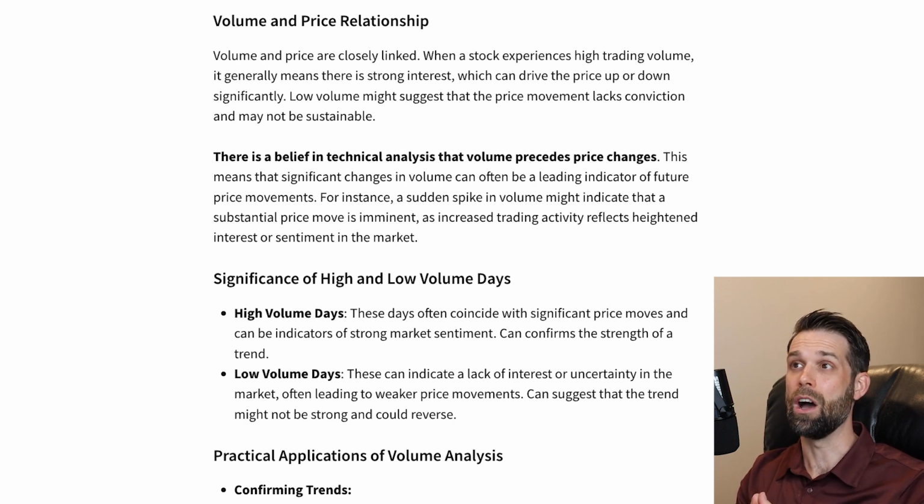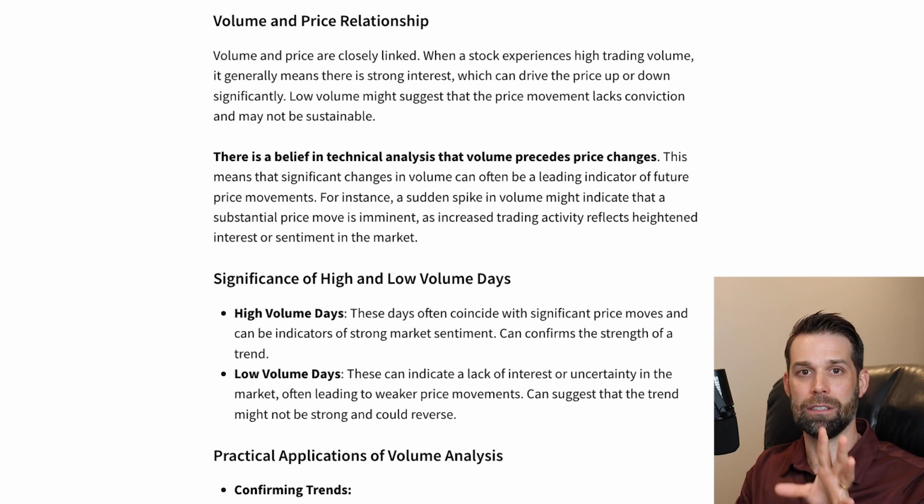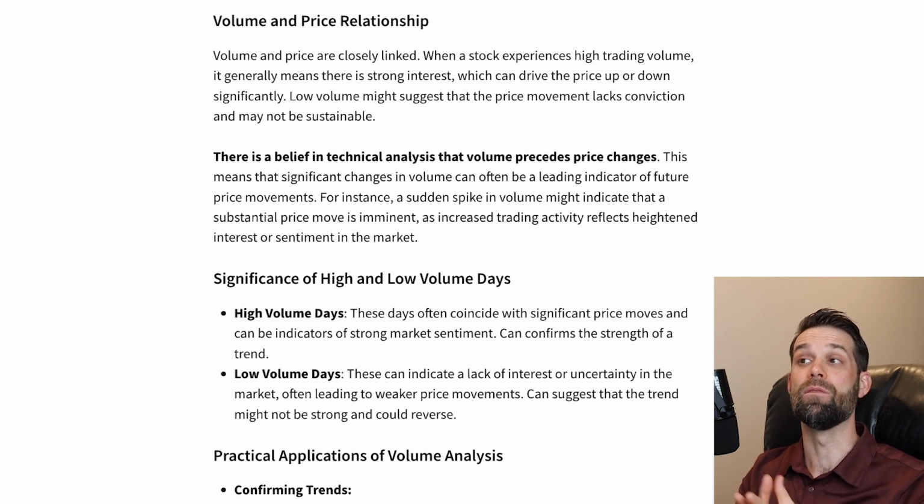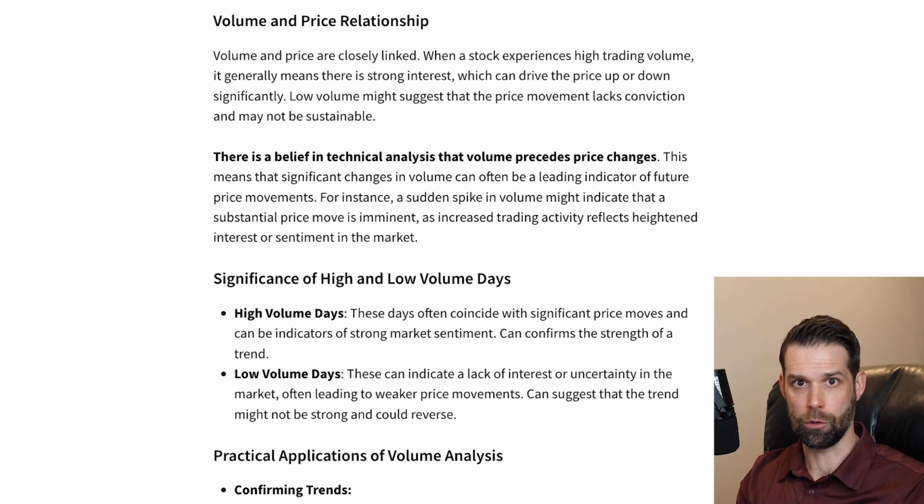Low volume, on the other hand, might suggest that the price movement lacks any conviction and may not be sustainable. There's this belief in the technical analysis world that volume actually precedes price changes. What this means is that significant changes in volume can often be a leading indicator for future price movements.